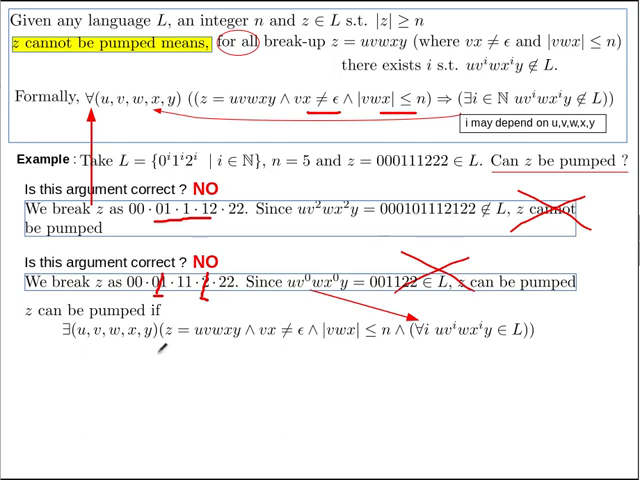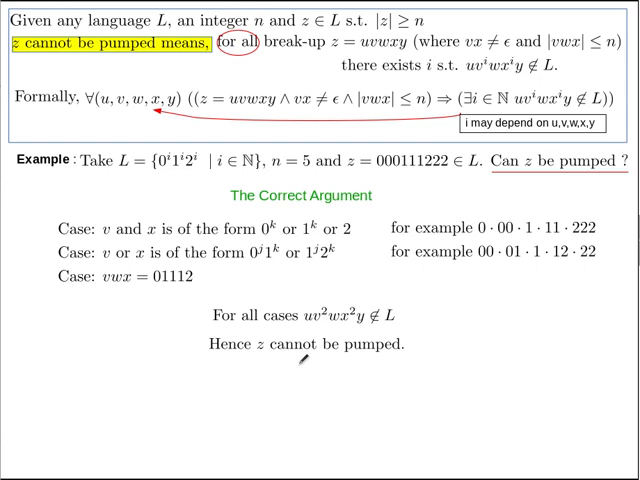So both of these arguments are faulty. So what is the correct argument and what is the correct answer? In fact, z cannot be pumped, and we can argue this by considering all the breakups, and we can classify these breakups into 3 cases.